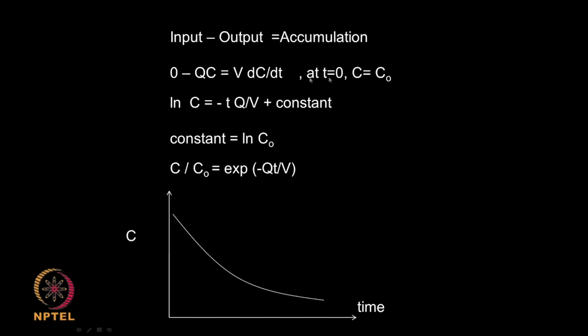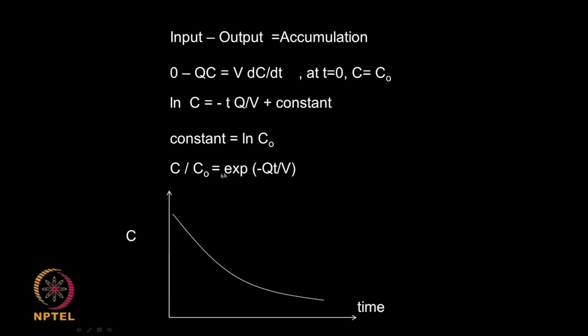So, we can solve this. First we can integrate this, it will end up with ln C is equal to minus Q t by V plus a constant, and the constant can be estimated using the initial condition. So, you end up with C is equal to C naught e power minus Q t by V. So, the concentration leaving the tank or the concentration inside the tank will be exponentially decaying.